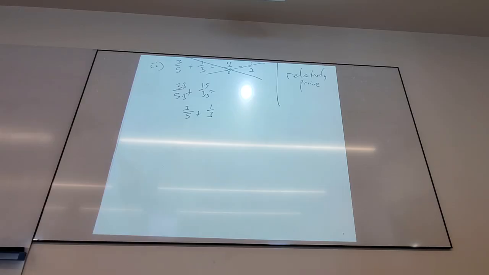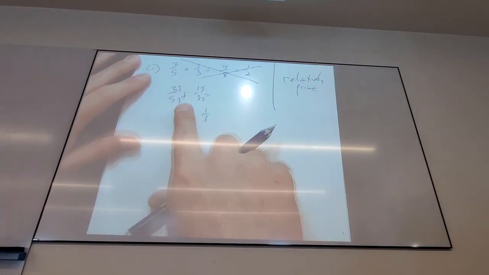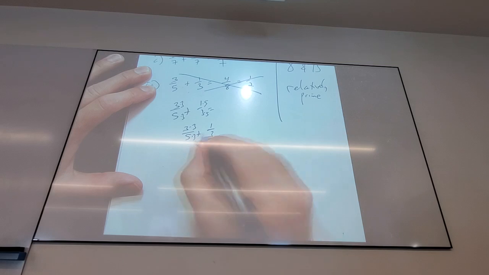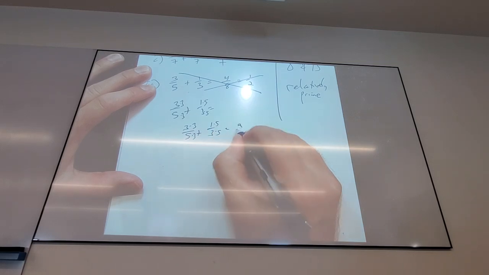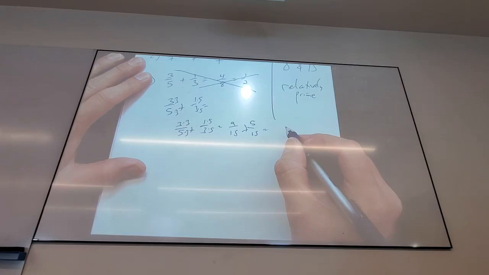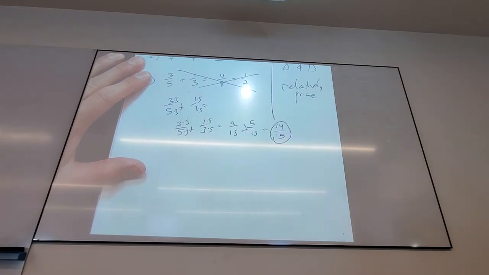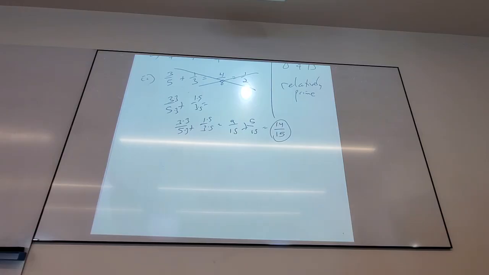The LCD will be the multiplication of the two bottoms. The first one needs a 3, the second one needs a 5, so they'll both end up with 15 on the bottom. Do you see that? So like he did up here, he needs a 3, he needs a 5. 9/15 plus 5/15 is 14/15ths.